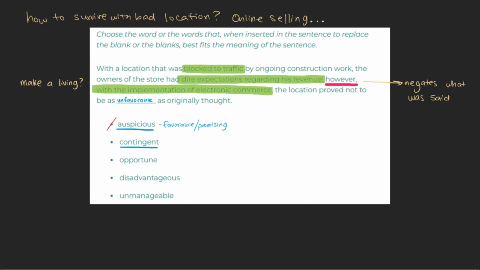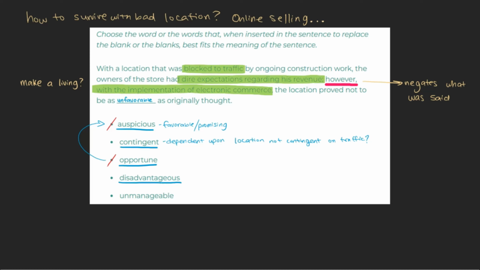B. Contingent. Contingent means dependent on something, as in, the plan was contingent on us all arriving by 9 o'clock. Although there could be an argument made to say that this word is appropriate as the location proved to be not contingent on traffic, it's not a very strong connection. Regardless, we'll keep an eye on it as we look at our other choices. C. Opportune. Opportune is actually a synonym of auspicious, which we saw in choice A means favorable or promising. As we've already established that this is the opposite of what we're looking for, this choice can be marked off.